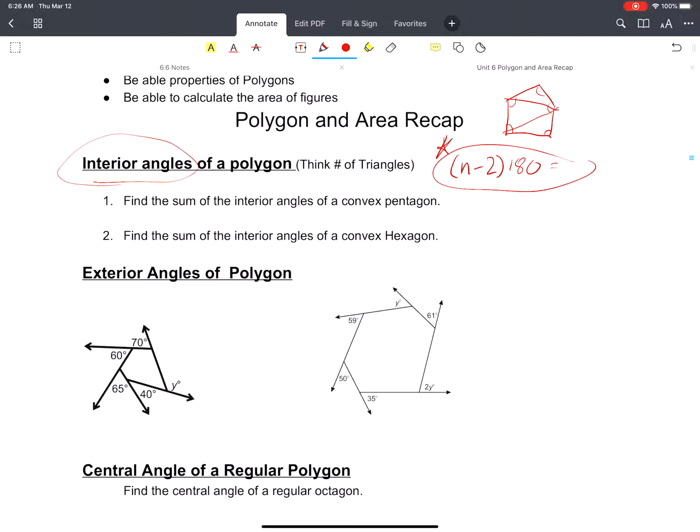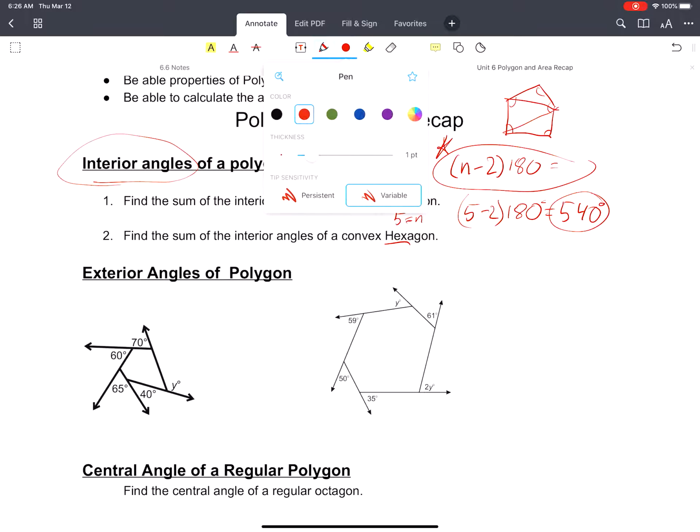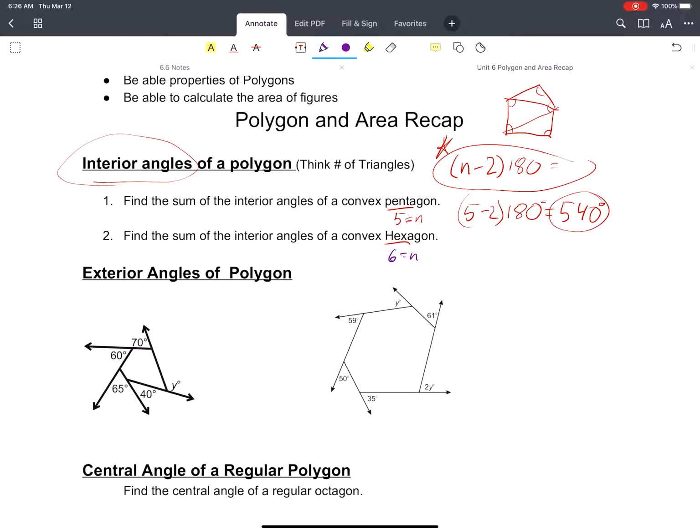So if I wanted to find the interior angles of a convex pentagon, a pentagon has 5 sides. The number of sides is 5. 5 minus 2 times 180 is 540. If it was a hexagon, our n would be 6. 6 minus 2 times 180. 6 minus 2 is 4. 4 times 180 is 720.